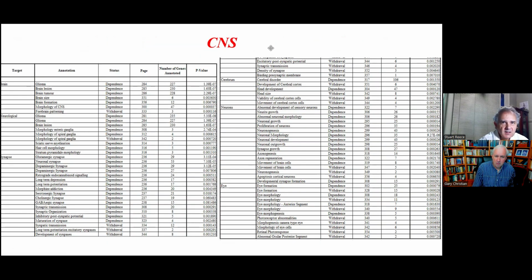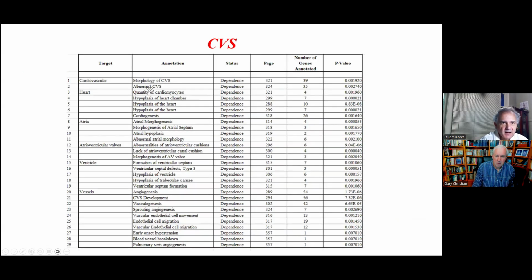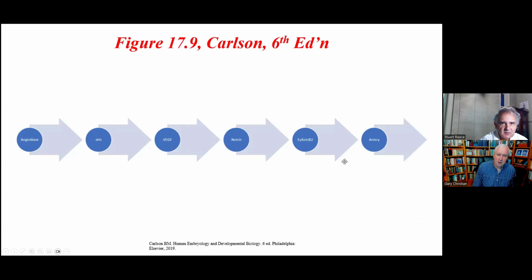So this is the CNS, the brain and spinal cord: the brain, neurology, synapse, cerebrum, neurons, and the eye, which is part of the brain. And in all these different systems, you've got all these strongly positive p-values in this EWAS. The cardiovascular system: heart, atria, atrioventricular valves, ventricles, vessels. Again, strongly positive systems. This is the number of genes implicated in these different things.